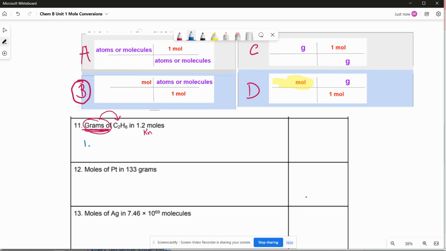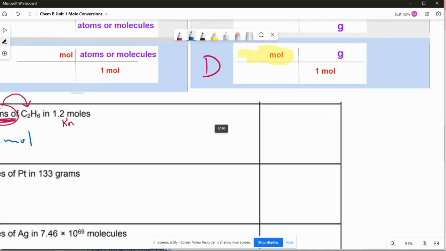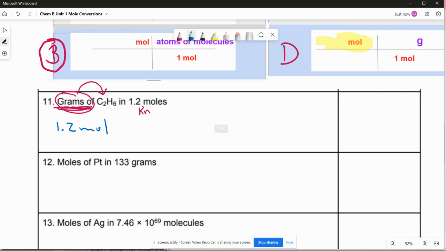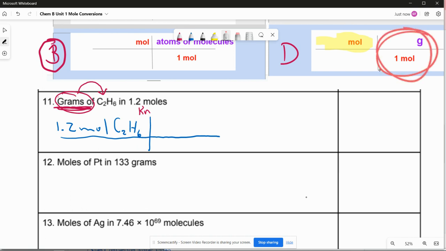We're going to start by writing 1.2 moles of C2H6, and we're going to multiply that by a conversion factor. We're going to write that conversion factor right over here. We're just going to copy the units and numbers from here, the numbers that are there at least. So here is the conversion factor.